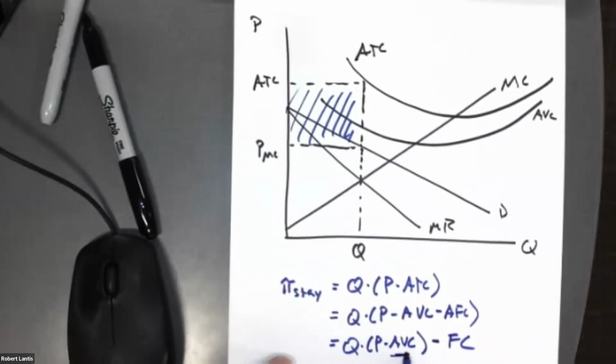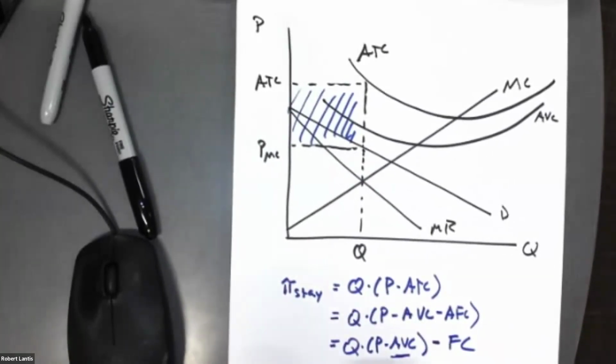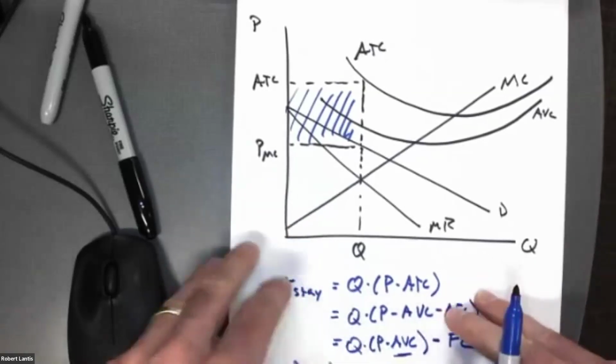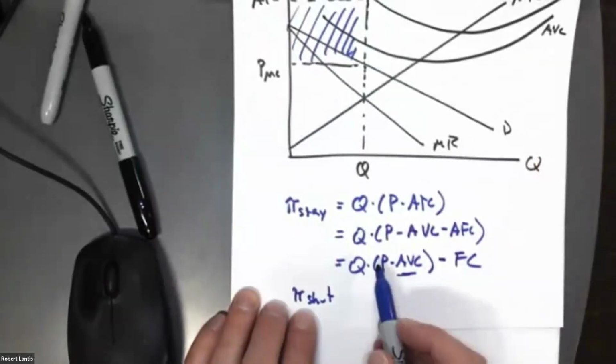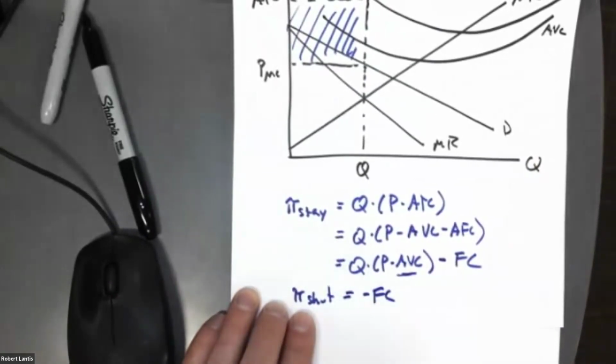Anytime price falls below average variable, this is going to be another negative value. I'd actually be minimizing my losses if I just shut down, right? So anytime we have price fall below my average variable costs, staying open would generate larger negative values than if I simply shut down.